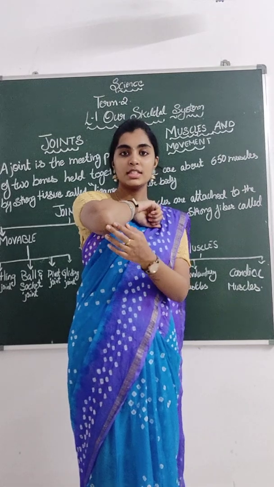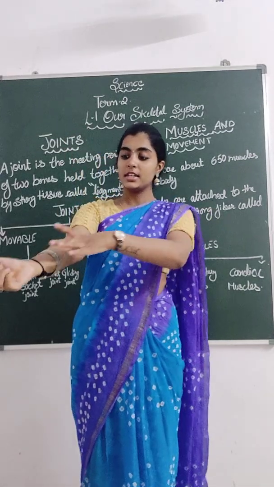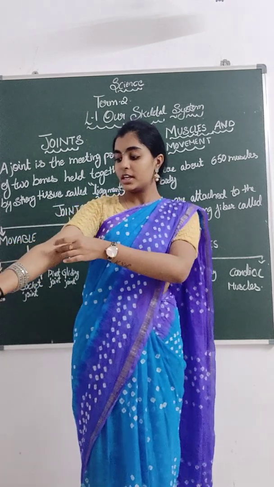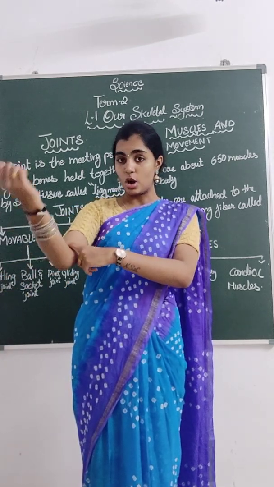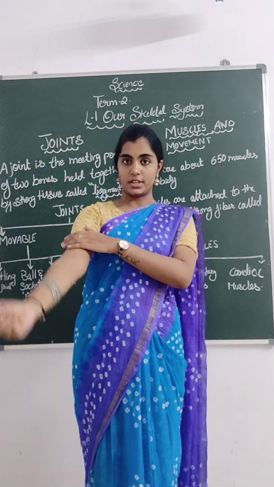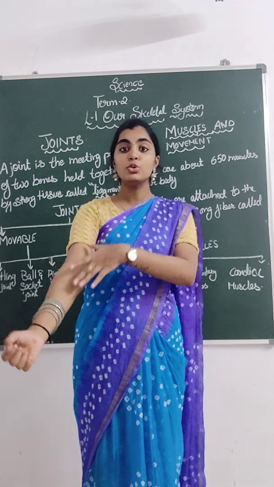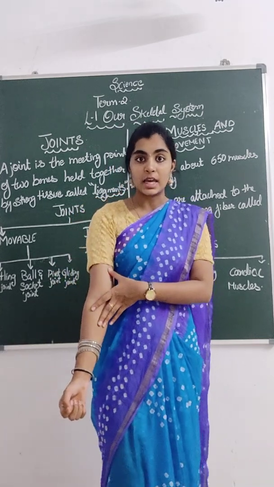Now if you do this, you are able to do like this, right? Here is a bone, here is a bone. In between, there is a joint. Okay? So, that is the reason why you are able to fold it. Understood? So, joint is nothing but where the two bones are attached together.